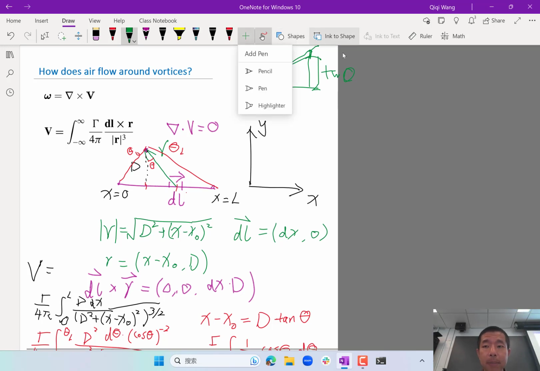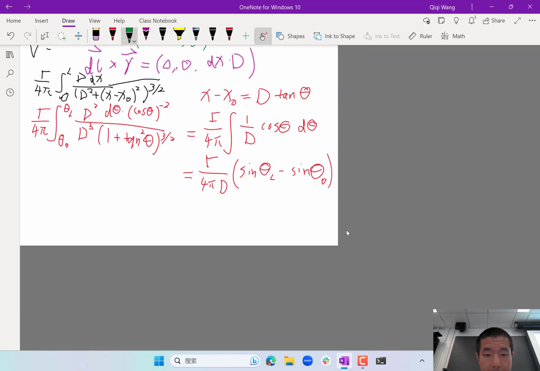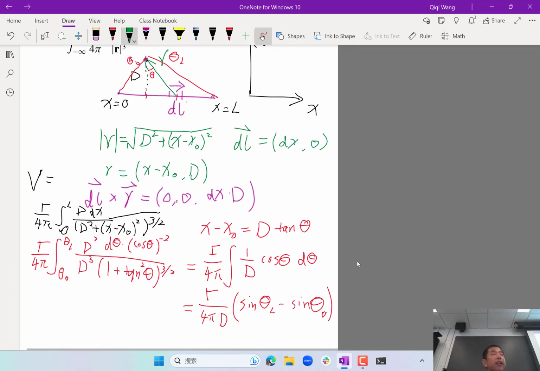Okay, so let's first interpret the conclusion we get. For an infinitely long vortex, which corresponds to theta L equal to minus pi over 2 and theta naught equal to pi over 2, the sine of minus pi over 2 is minus 1, and the sine of pi over 2 is plus 1. So we get 2 in the parentheses. That cancels out to be gamma over 2 pi d. That's exactly what I'm pretty sure you learned in Unified on the velocity induced by an infinitely long vortex.